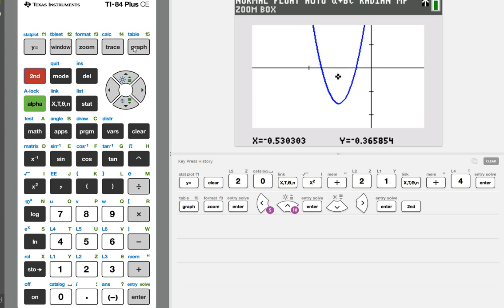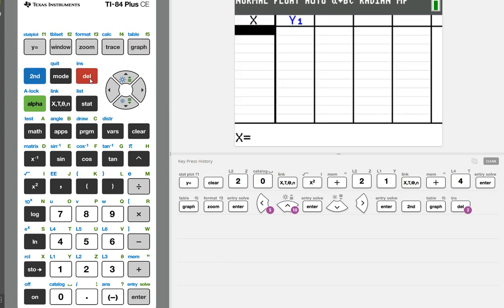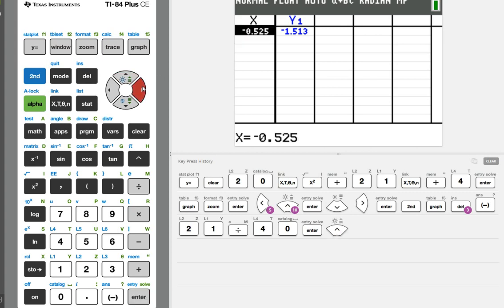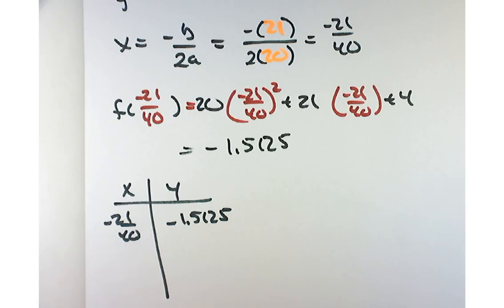Let's take a look at what happens when I plug in a particular point, that is negative 21 divided by 40. And wow, you get that ugly mess up here. Negative 1.5125. All right, so that's your vertex. X and Y: negative 21 over 40, negative 1.5125. That's your vertex. Let's find some other points, some easier points.